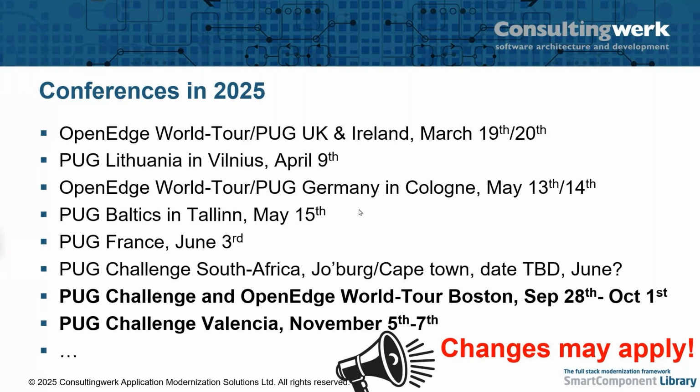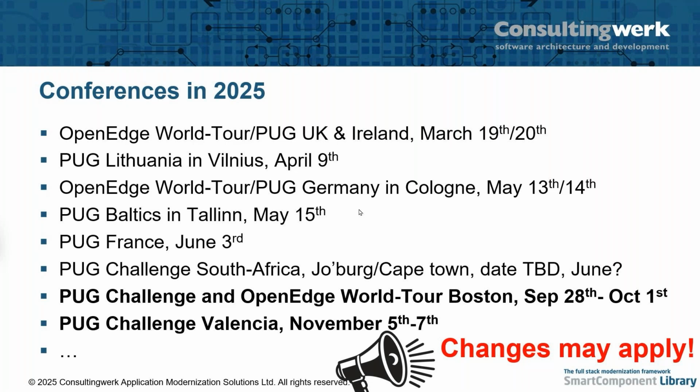Mid-May, the German Progress User Group will have their meeting together with Progress Software on the 13th and 14th of May. The Baltic PAC is then a day later. So that will be quite a trek from Cologne to Tallinn on the evening of the 14th. The French PAC is having a meeting on the 3rd of June. I did not find out where, but it's on the 3rd of June.